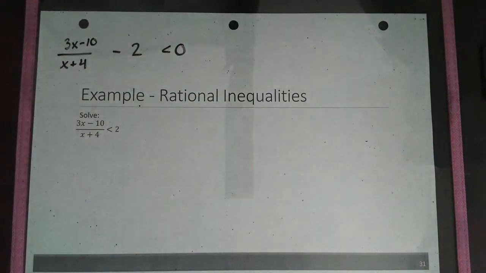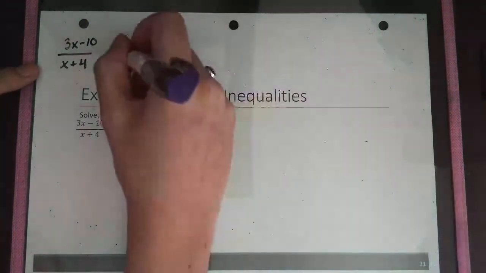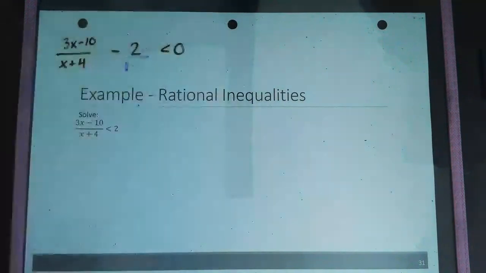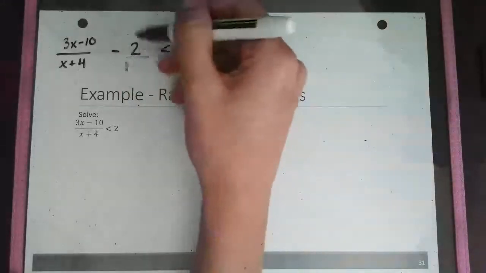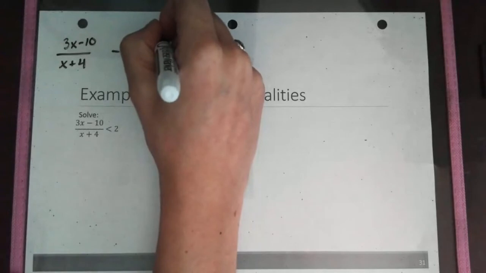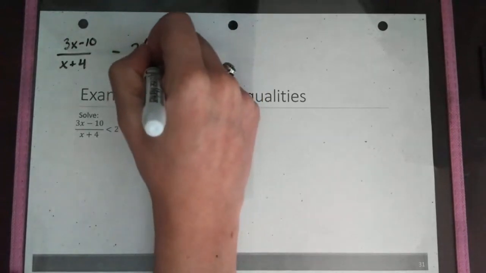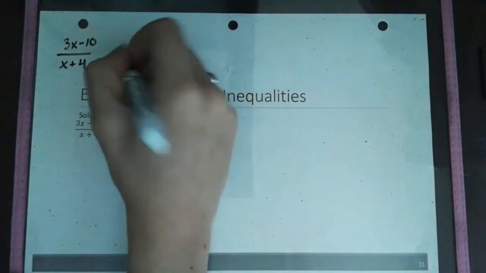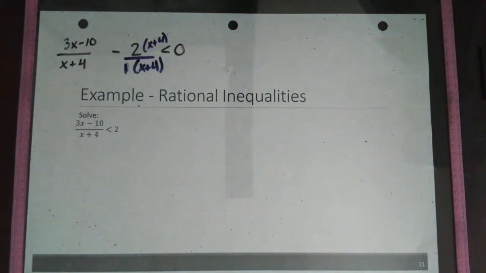I want these to have the same denominator, and right now the first fraction has a denominator of x + 4. My second fraction has a denominator of 1. So what I can do is multiply the second fraction, thinking of my 2 as 2 over 1, by (x + 4)/(x + 4). That way, it will have a denominator of x + 4, and I can put them together.